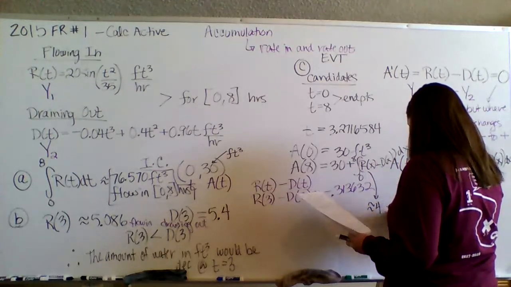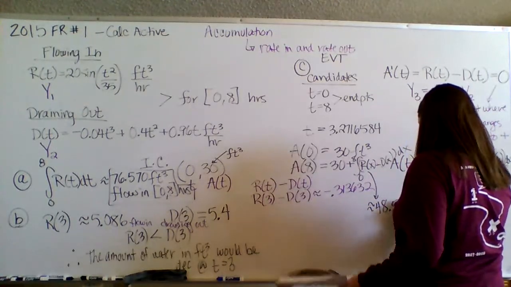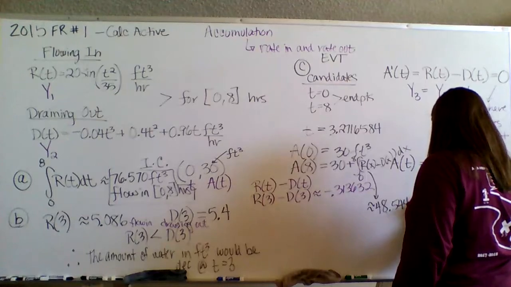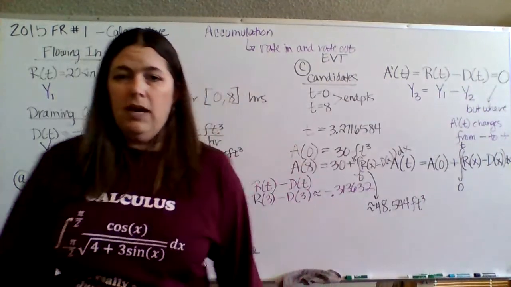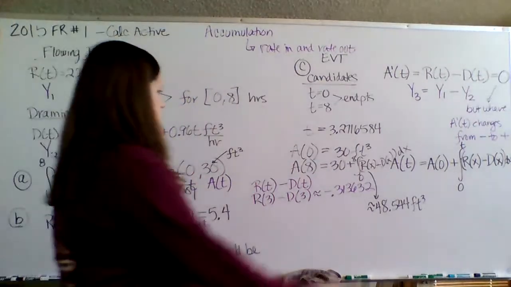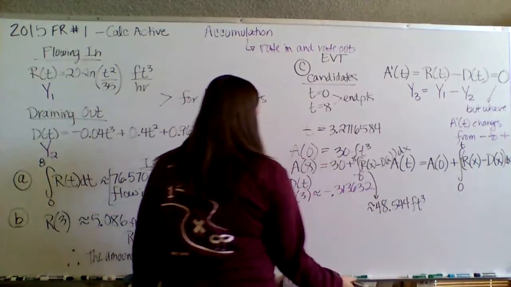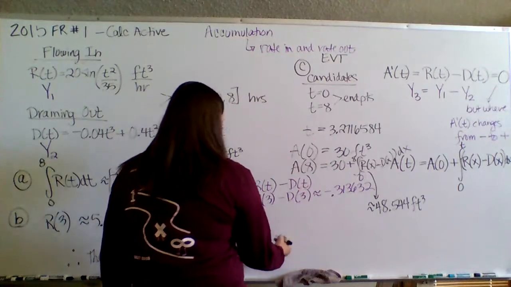I was going to say 44. 48.544. There's the 44 cubic feet. Remember, we're looking for the absolute min, the time where we reach the absolute min. So right now, this one is smaller than the other endpoint. Okay, so final time to try.